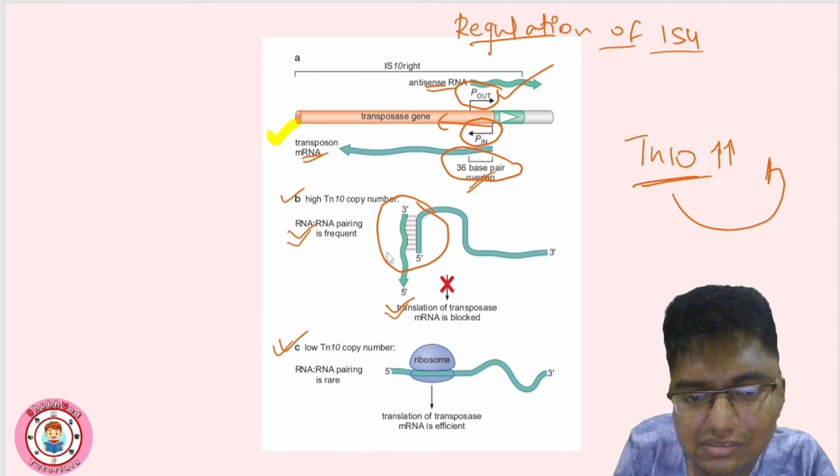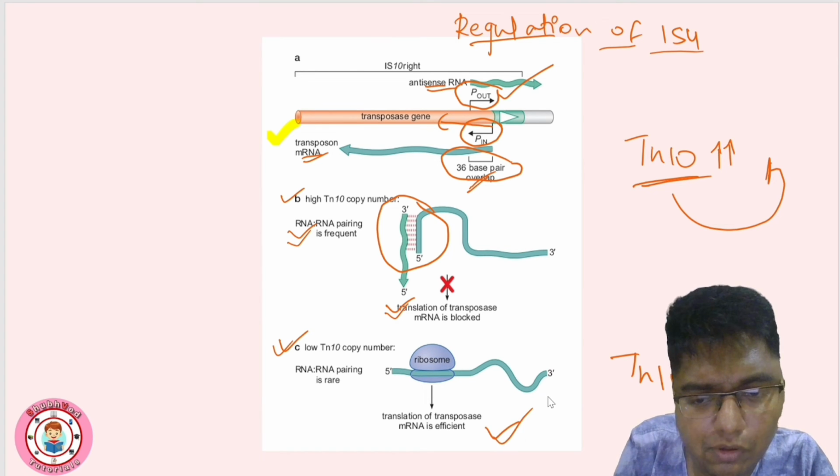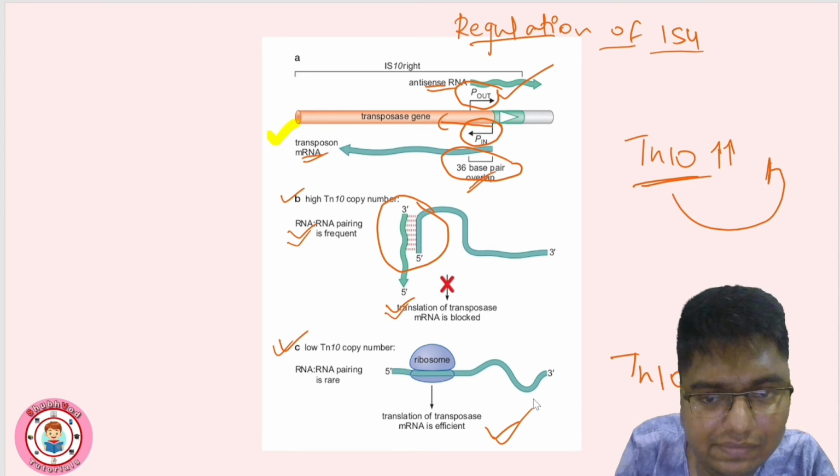Then in the third part, what we can see is when the copy number is low. Here the TN10 amount is very low. So what happens here? No blocking takes place. Ribosome will bind to the RNA, translation will be occurring. That's it, right?